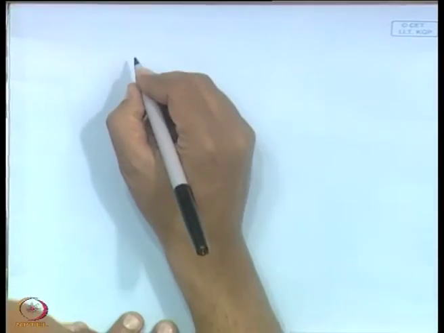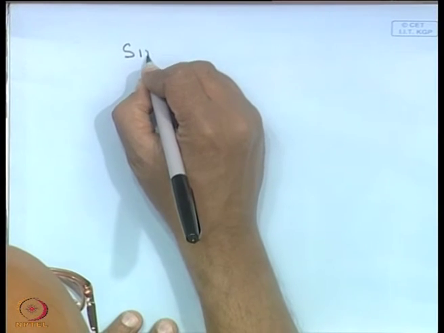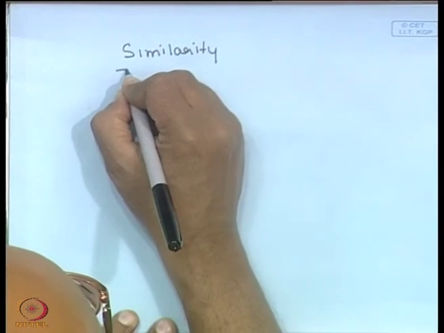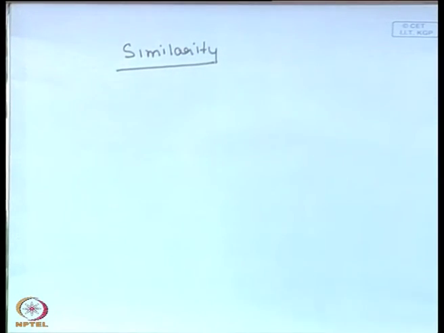Now, next in this class today, let me work out a generic feature. Let me show you how we can use a generic feature to determine some very useful property of the orbit. Okay. This principle that we shall use is called similarity. Okay. So, what is this?